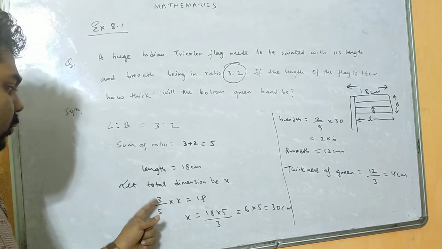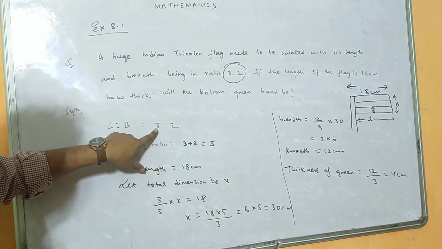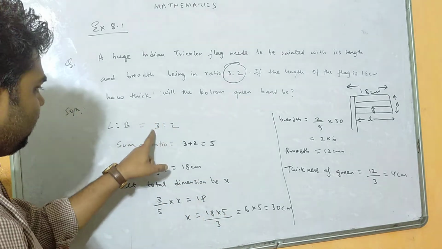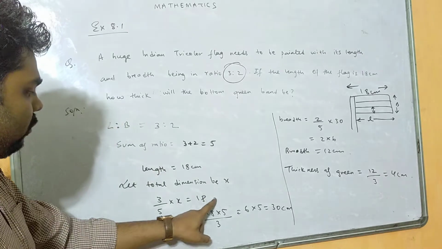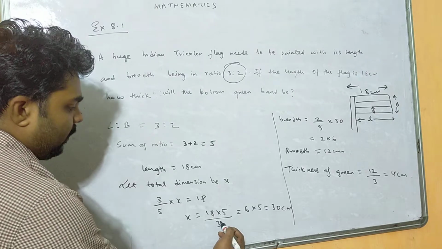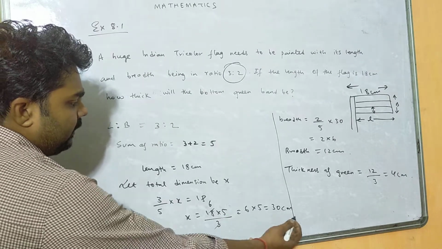So 3 by 5, why is it 3 by 5? Because we are finding for length. So length is given, so length is given 18. So 3 by 3 plus 2, 5. 3 by 5 into x equals 18. Now if you cross multiply, 3 will be coming down. 3 6s are 18. Here 3 6s are 18, 6 5s are 30 centimeter.